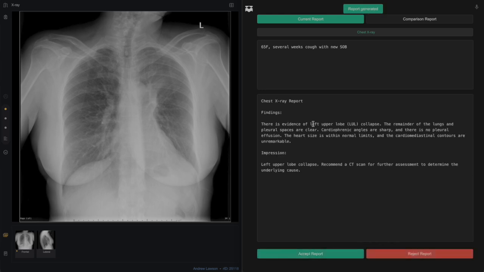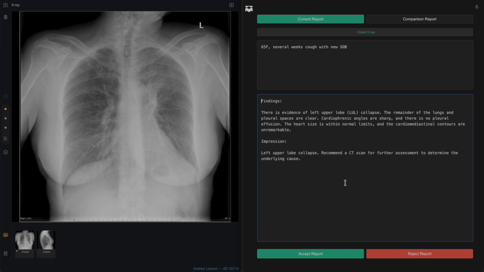Okay, let's see what we've got. Evidence of left upper lobe collapse, rest of lungs clear, pleural space clear, cardiac outline sharp, no pleural effusion. Yeah, sounds good. I might actually take that bit out and accept the report there.